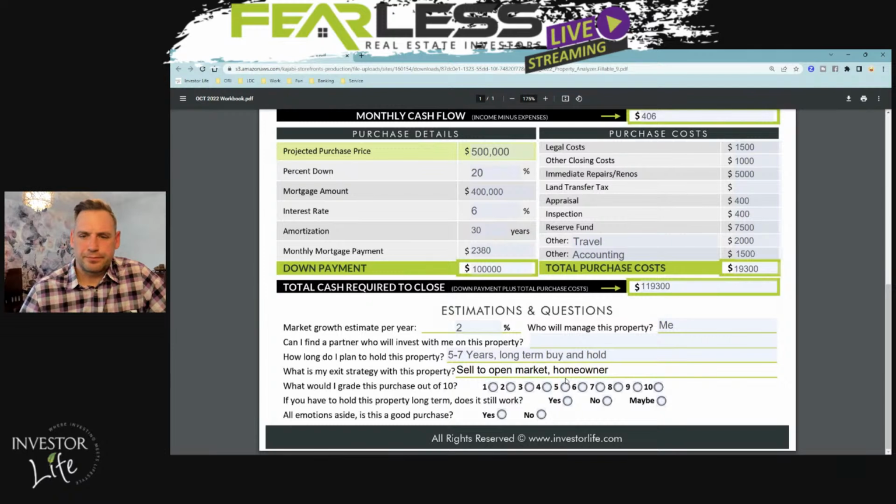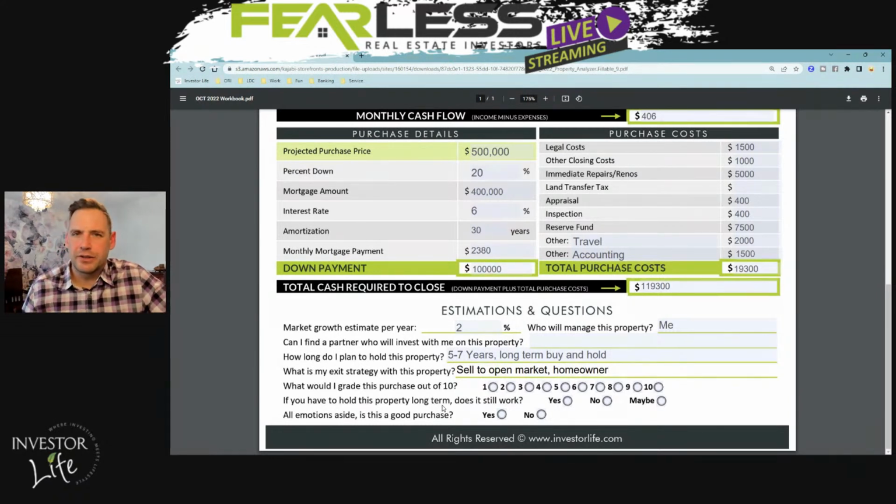Now, where are we? What would I grade this purchase out of 10? Well, we're going to come back to that as well. Two questions we're going to come back to: can I find a partner, and what would I grade this? If you have to hold this property, this is an important question, guys. If you have to hold this property long term, maybe initially we're analyzing this based on flipping it. Maybe initially we're analyzing this based on changing its use and then selling it, or whatever the case might be. What if we can't sell it?